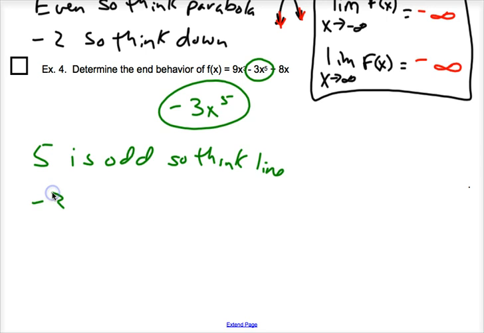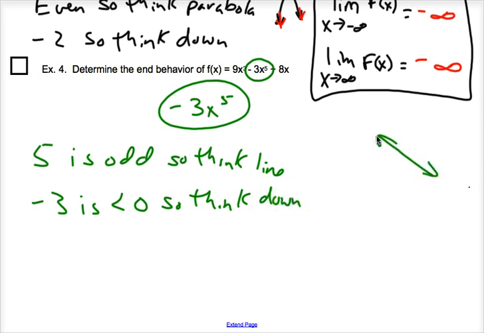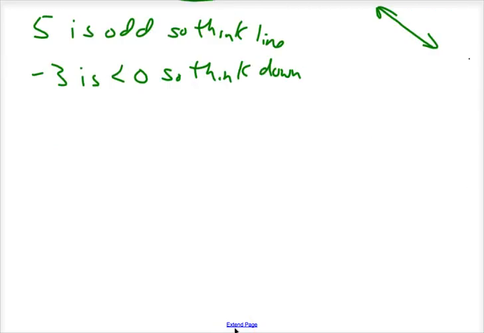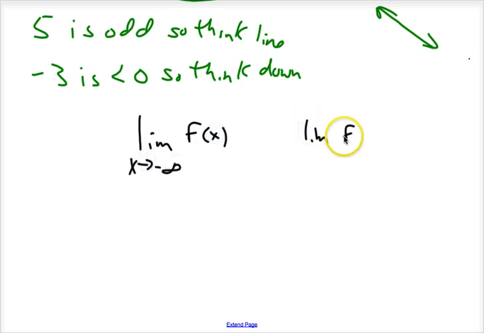The lead coefficient is -3. That's less than 0, so think down. I'm thinking about a line that goes down, and I'm going to describe the end behavior of that line. Again, I write limit of f of x as x goes to -infinity, and limit of f of x as x goes to +infinity.